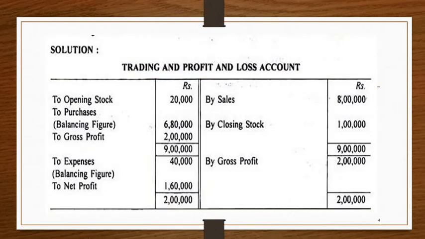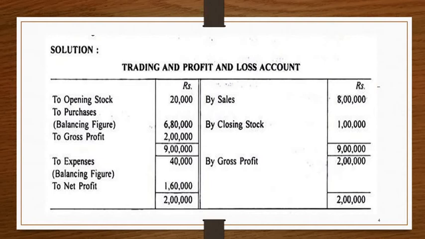So the solution. By using all these, we need to prepare the trading and profit and loss account. Put the format: particulars, rupees, and particulars, rupees, debit and credit. First, to opening stock 20,000, and on the credit side by sales 8 lakh, and also the closing stock 1 lakh, so the total will be 9 lakh. Next on the debit side, purchases 6 lakh 80,000, so the balancing figure 2 lakh will be the gross profit.